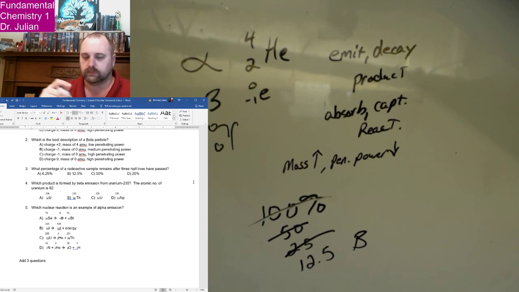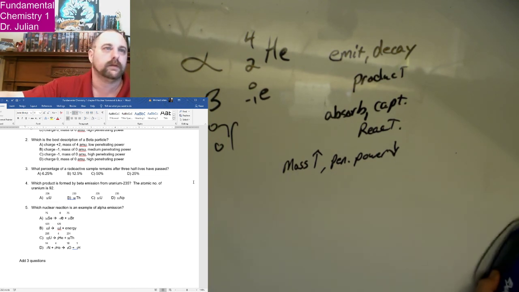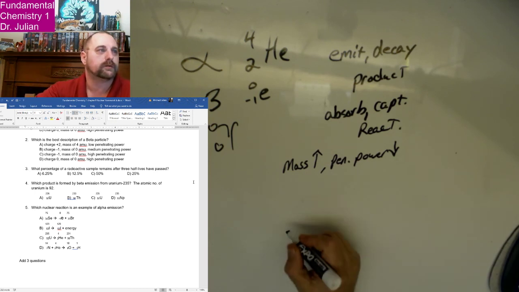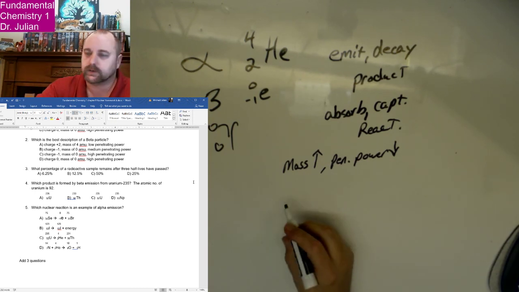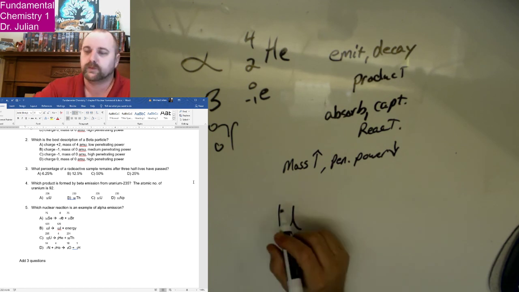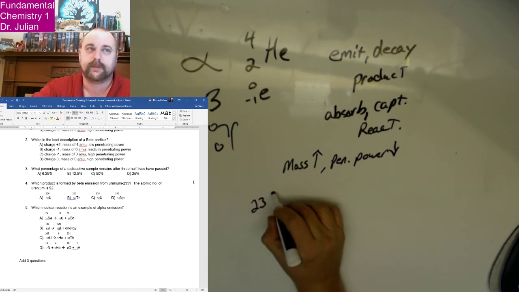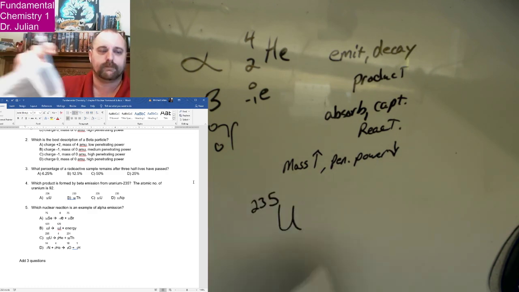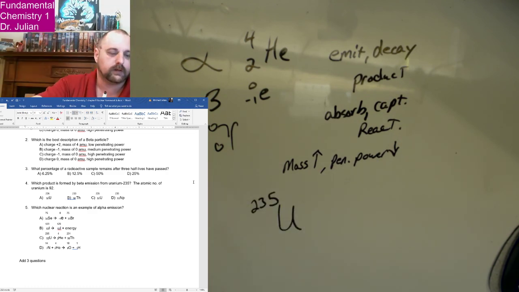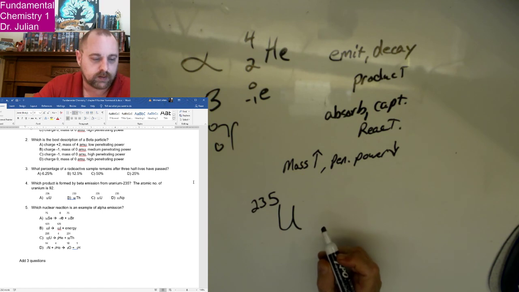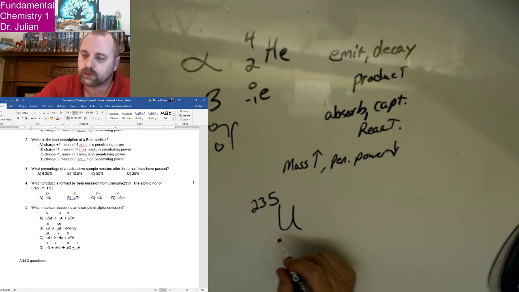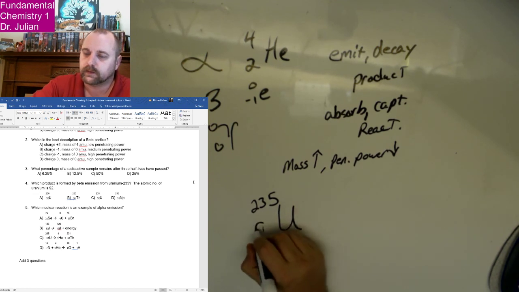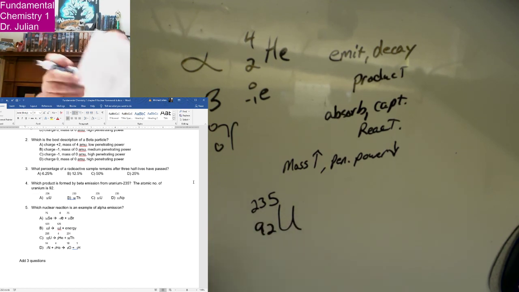Okay. Ooh, what product is formed? So now we're going to be doing some of these products form by beta emission. So I'm going to do uranium, the 235, remember, goes up top. What number goes down bottom? I'm going to go to my periodic table, all right? So come in here. Uranium is down here at 92. So it's down there.